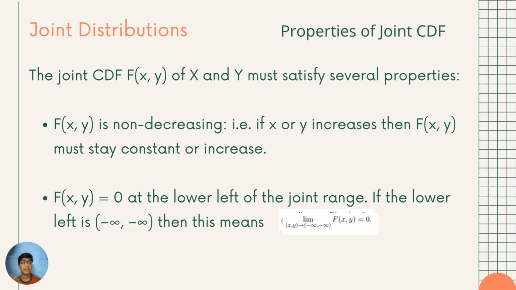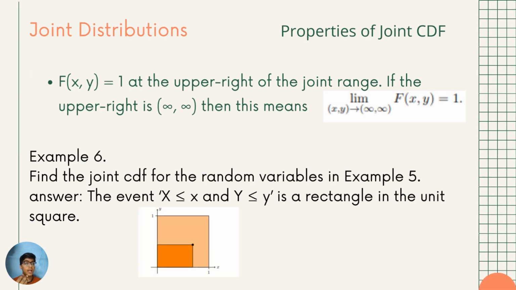If the lower left is minus infinity, minus infinity, then this means the limit as (x, y) tends to (minus infinity, minus infinity) of F(x, y) is equal to 0. F(x, y) is equal to 1 at the upper right of the joint range. If the upper right is infinity, infinity, then this means the limit as (x, y) tends to (infinity, infinity) of F(x, y) is equal to 1.